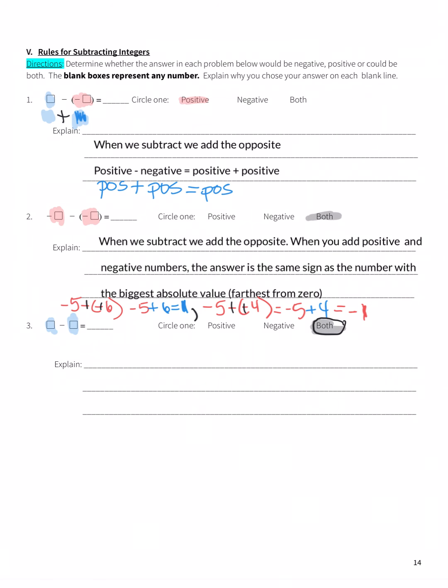So what I'm going to do here is I'm simply just going to copy this entire explanation. It is the same thing, because when we subtract, we add the opposite. When you add positive and negative numbers, the answer is the same sign as the number with the biggest absolute value. It is the one that's the farthest from zero that determines the sign, okay?